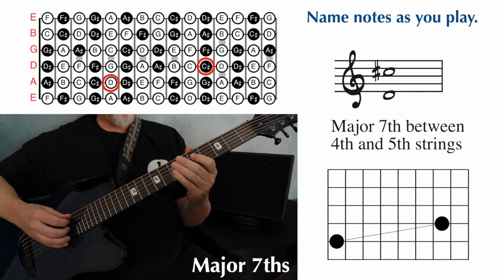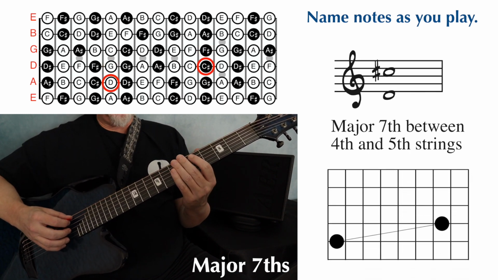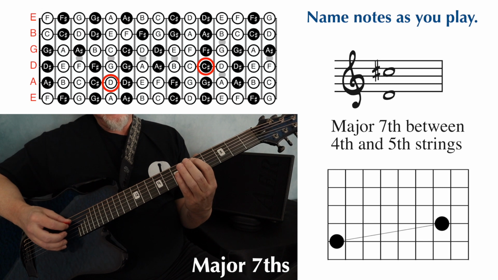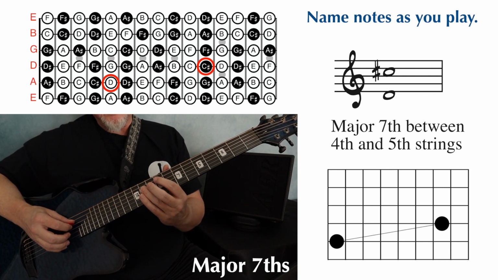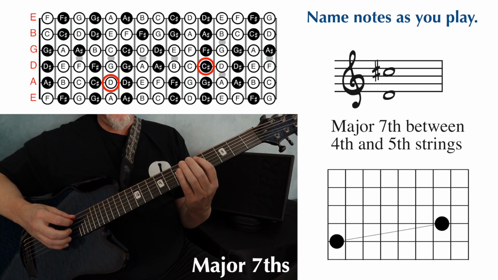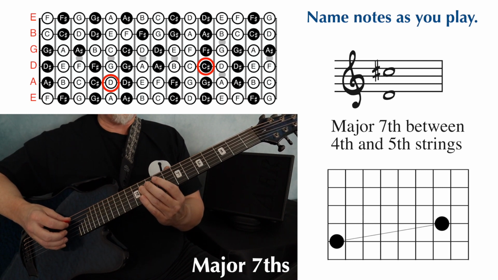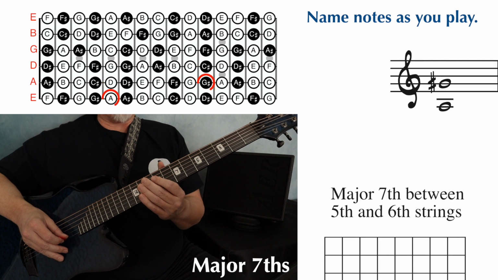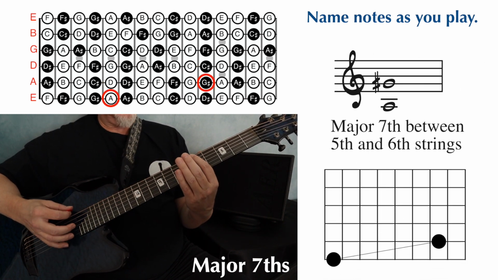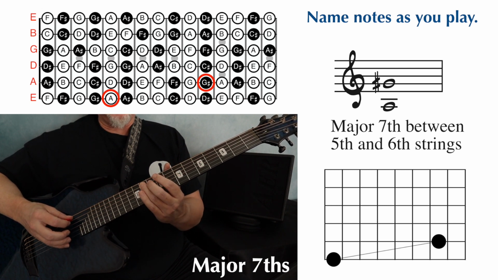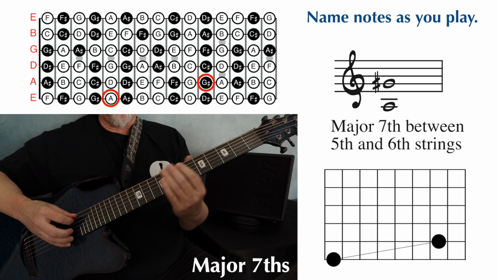Major seventh between strings 4 and 5 is also 6 frets away. So here's a D. The major seventh above a D is a C sharp. D, C sharp. And a major seventh between strings 5 and 6 is also 6 frets away. A to G sharp is a major seventh higher. A to G sharp.